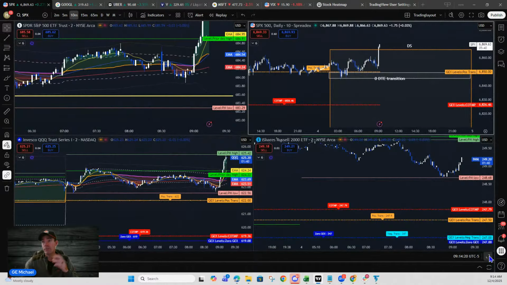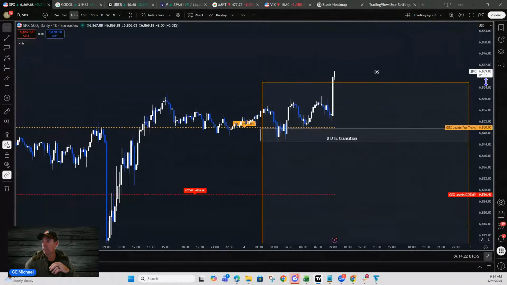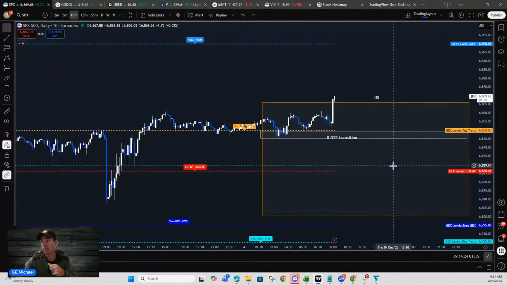So let's go ahead and move on to our TradingView chart for this morning. Obviously, it looks like we had some news, so we're having a significant move to the upside pre-market off of that 68.50 level and the top of DS.